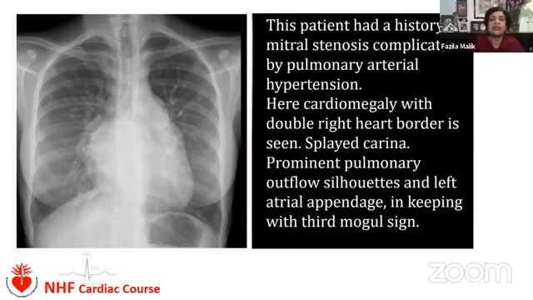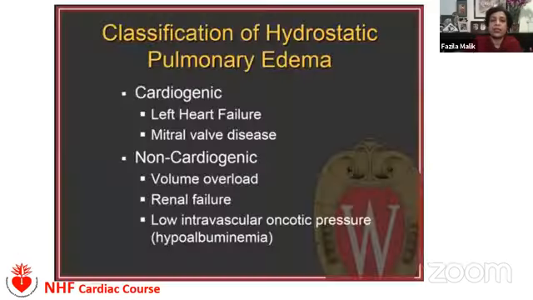On the other hand, even with very severe mitral stenosis, there might not be gross cardiomegaly, but cardiomegaly only happens when there is pulmonary arterial hypertension leading to enlargement of the right atrium as well as enlargement of the right ventricle. So here there was pulmonary hypertension, and there is a third mogul sign.